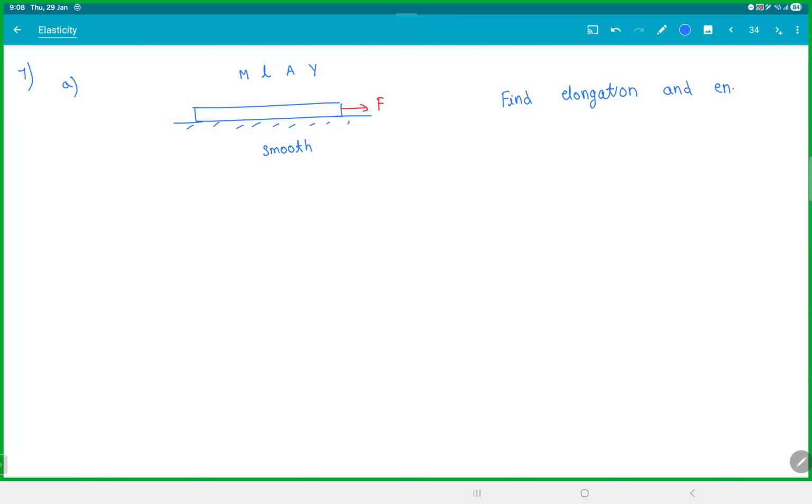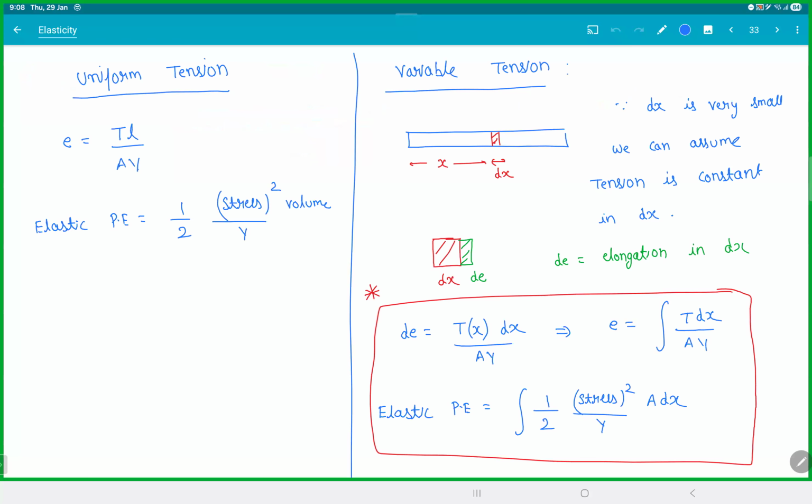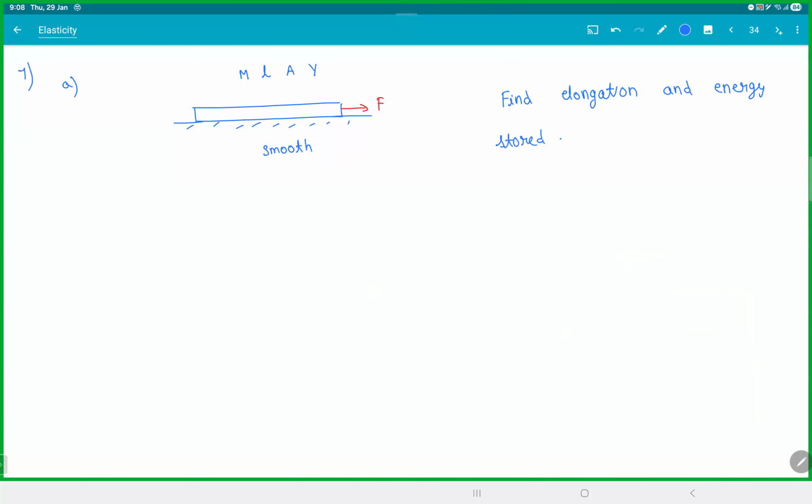Step one, find the tension. Step two, put it in the formula and solve. Done. That's it. That's what I keep saying. If you know how to find tension, the problem is over. Once you get the tension, you just dump it in this formula and integrate. But still, give it a try.